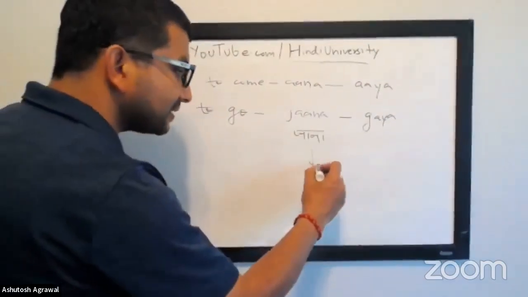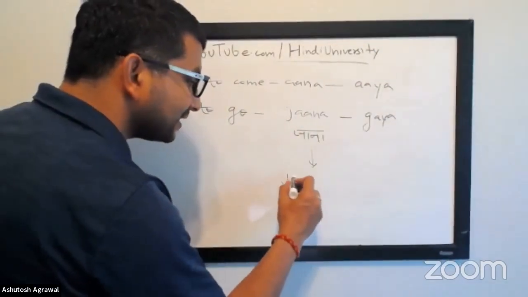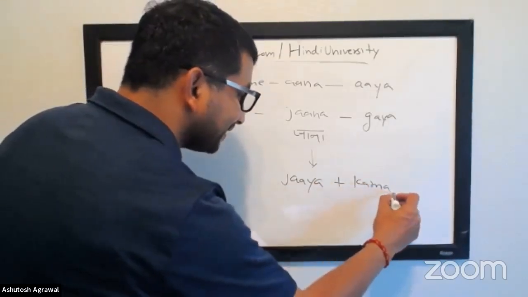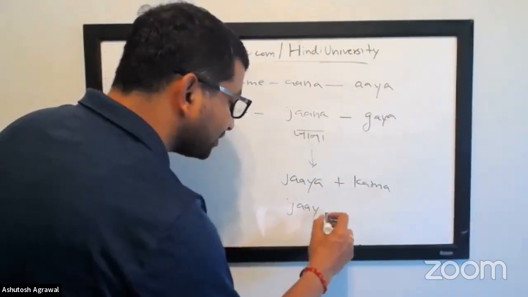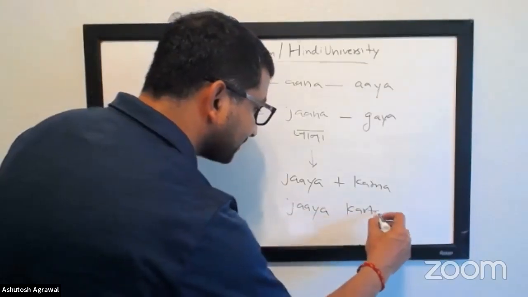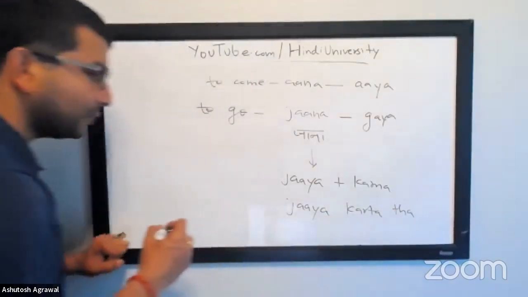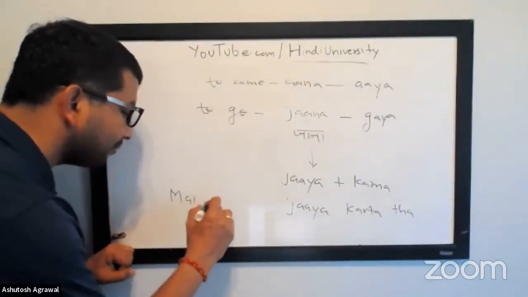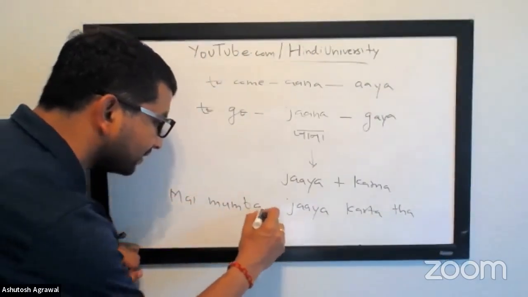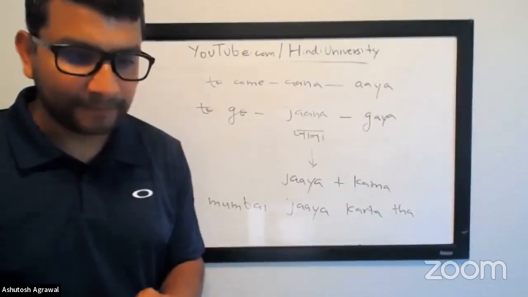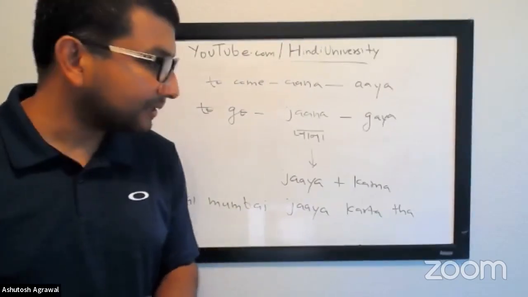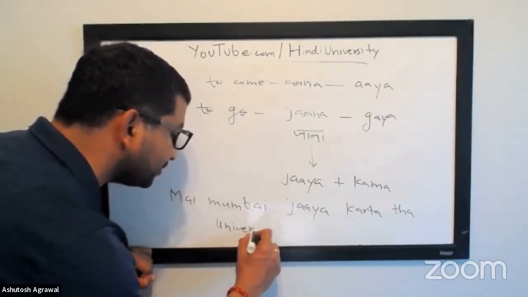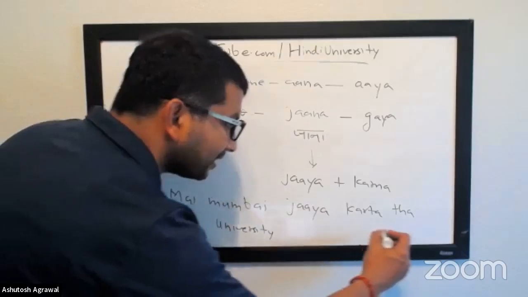Jana becomes jaya plus karna. So it would be jaya karta tha. This is only an exception for this case. So मैं मुंबई जाया करता था. Okay, मैं मुंबई जाया करता था. Or if you are going to university regularly, मैं university जाया करता हूँ.